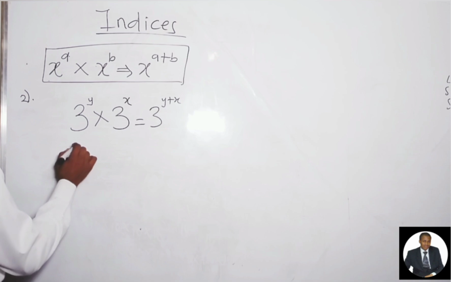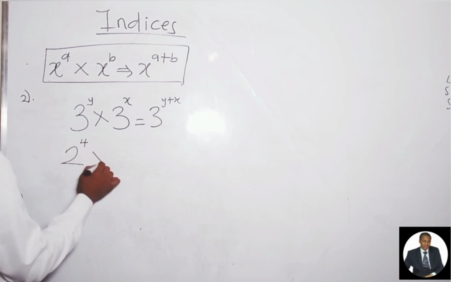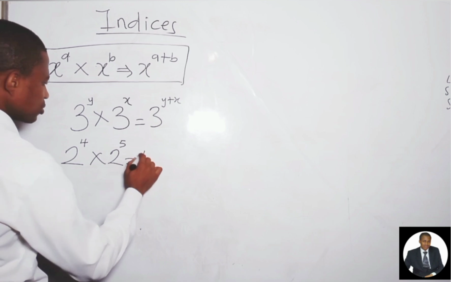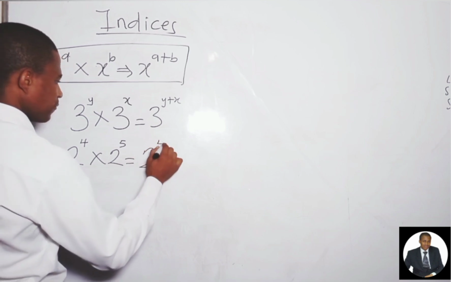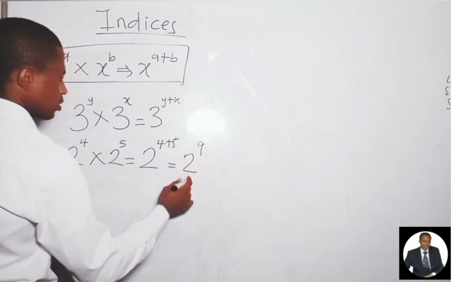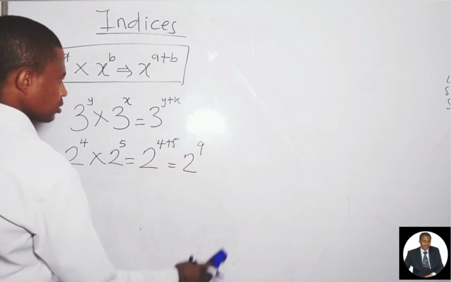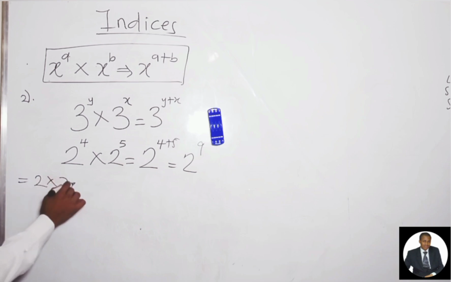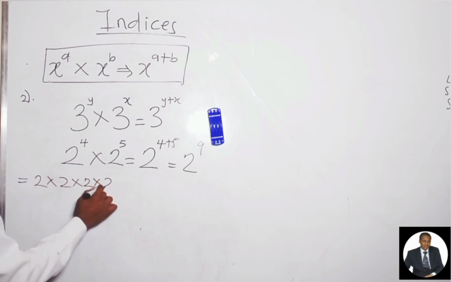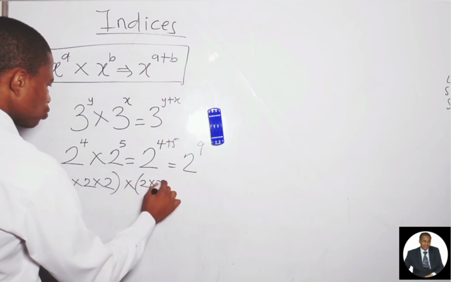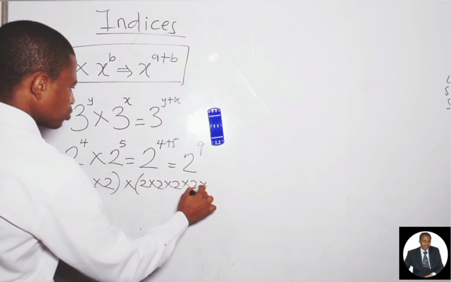2 to the power of 4 times 2 to the power of 5. What does that give us? Take a base, 2, 4 plus 5, that's 2 to the power of 9. We could check this. How do we do that? 2 times 2 times 2 times 2, that's to the power of 4, times 2 times 2 times 2 times 2 times 2.